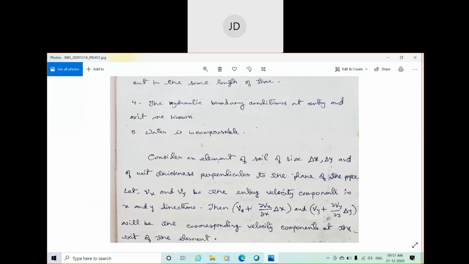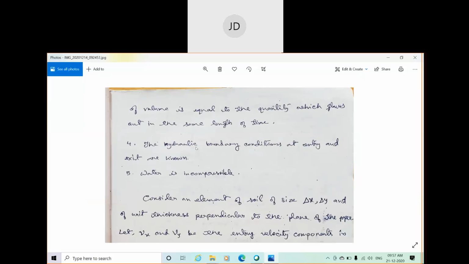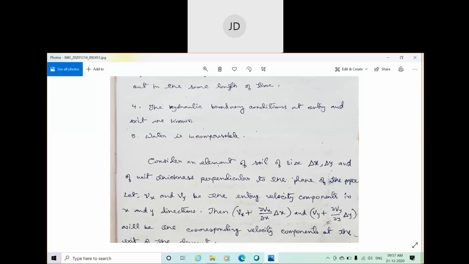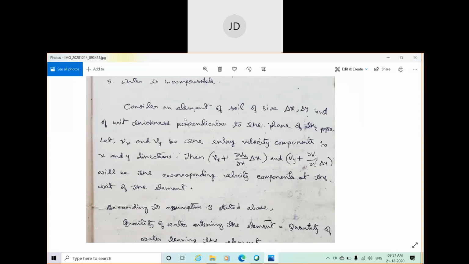Then finally, water is incompressible. You cannot compress the water. It is the assumption. These 5 are the assumptions of the Laplace equation. In some exams, they may ask about these particular assumptions. Now let's go to the derivation of the Laplace equation.